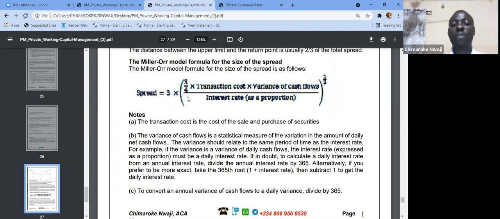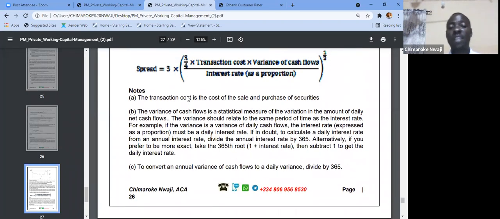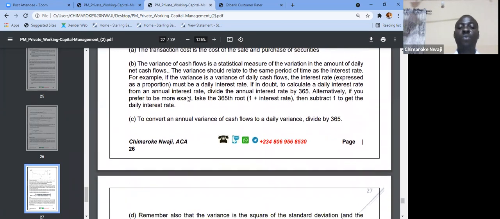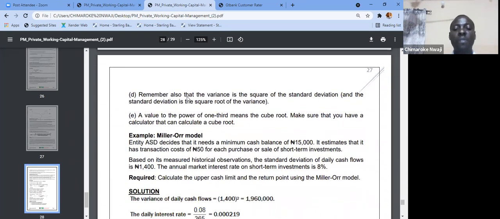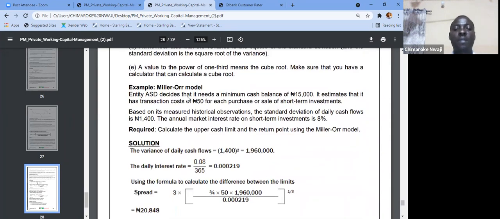Now that's your denominator. Then you will do numerator divided by denominator. You'll be having one figure in the bracket. Then you will now find that one figure raised to power 1/3. When you've done that, you can now multiply the answer you get by 3. That will give you your spread.